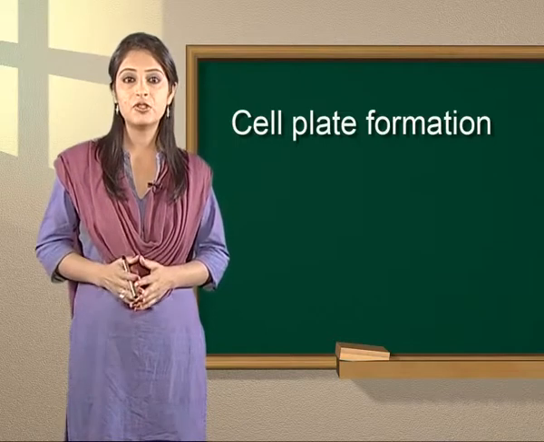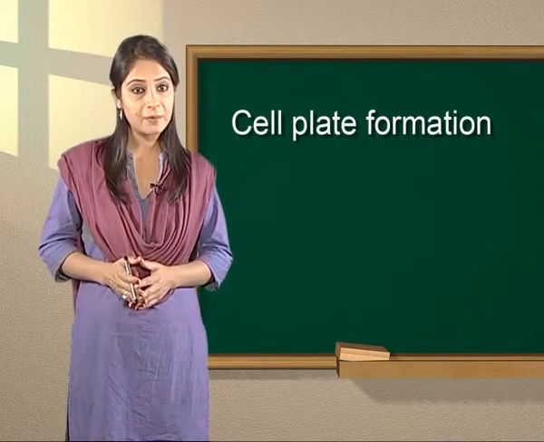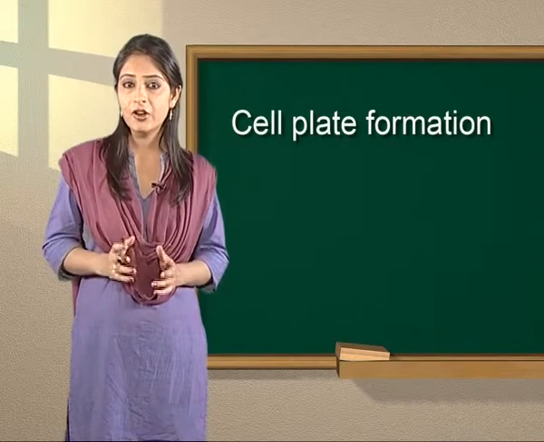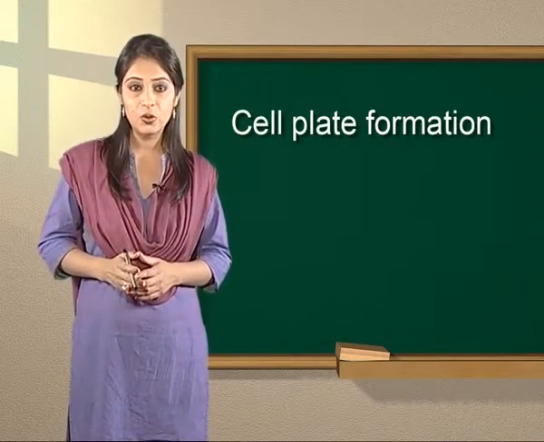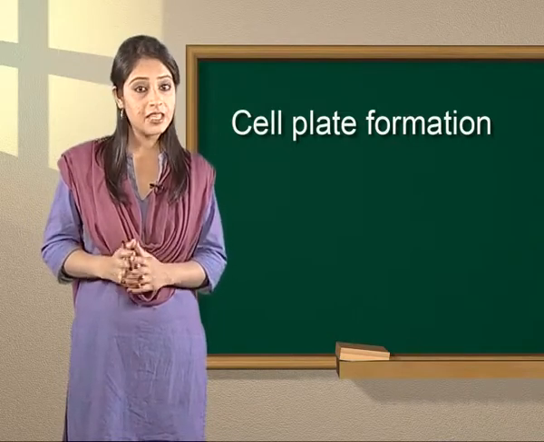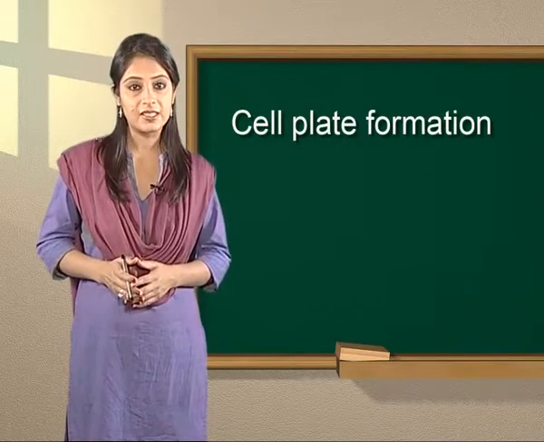This happens due to the presence of cell wall in plants, which is absent in animal cells. A plant cell cannot pinch in the middle like animal cells. So, it divides by developing a cell plate, the material of which is produced by Golgi apparatus.